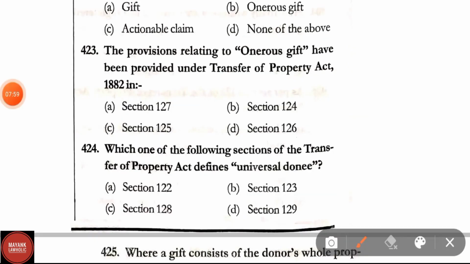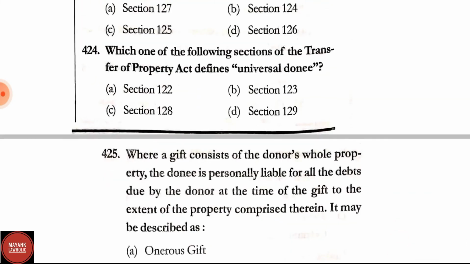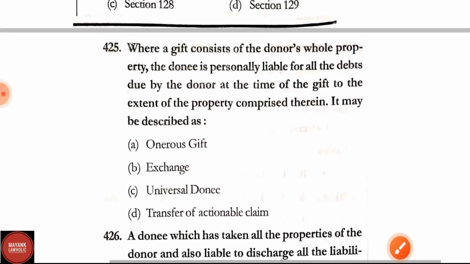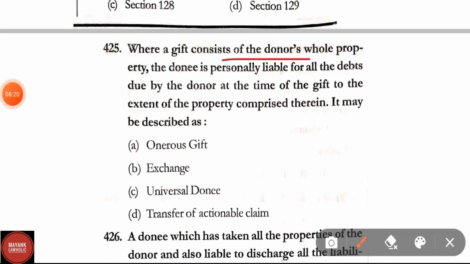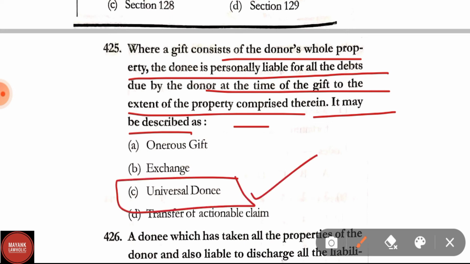Question number 423. The provisions relating to onerous gift have been provided under Transfer of Property Act 1882 in Section 127. Question number 424. Which one of the following sections of TPA defines universal donee? Section 128 defines universal donee. Question number 425. Where a gift consists of the donor's whole property, the donee is personally liable for all the debts due by the donor at the time of the gift to the extent of the property comprised therein. It may be described as onerous gift, exchange, universal donee, transfer of actionable claim. Correct answer is universal donee.